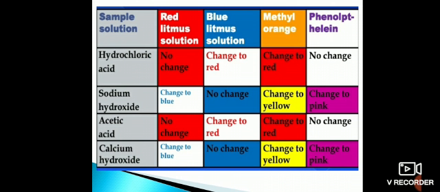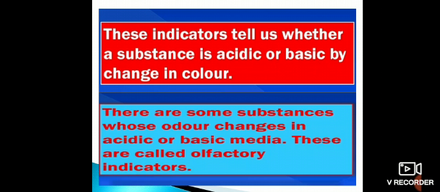Likewise, red litmus solution in calcium hydroxide changes to blue. Blue litmus solution in calcium hydroxide, there is no change in color. Methyl orange in calcium hydroxide changes to yellow. Phenolphthalein in calcium hydroxide changes to pink. These indicators tell us whether a substance is acidic or basic by change in color.